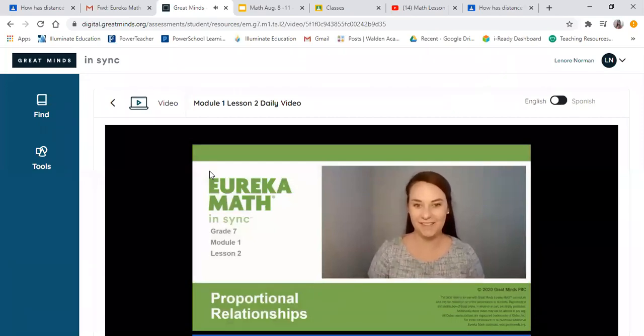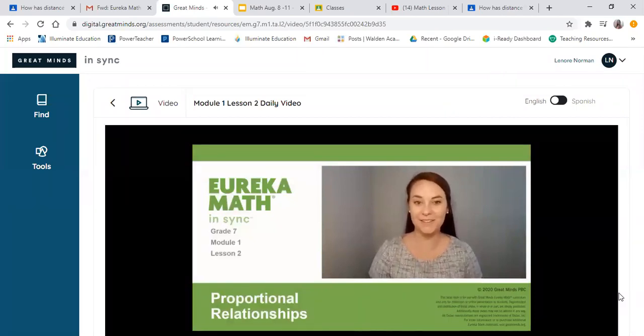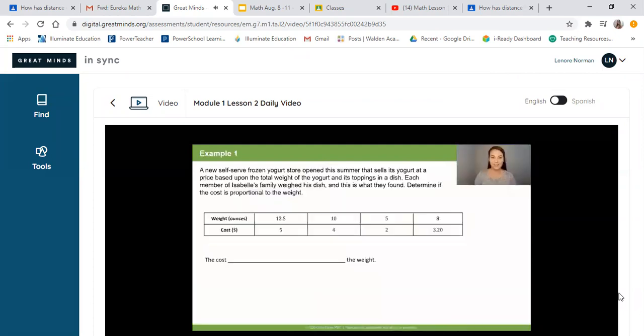I'm Miss Garber. Today we are working with proportional relationships. No need for extra materials today, so let's jump right in. Let's start with example 1.